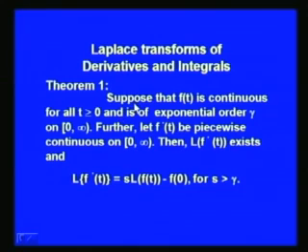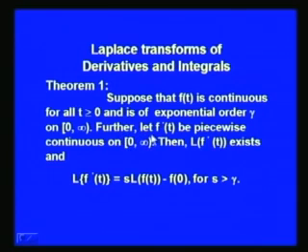So, theorem 1 tells us that suppose f t is a continuous function for all t greater than or equal to 0 and is of exponential order gamma on the interval 0 infinity. Let us recall the definition of exponential order gamma. We say that the function f t is of exponential order gamma, provided we can find a constant m greater than 0 such that mod of f t is less than or equal to m times e to the power gamma t for all t greater than or equal to some t naught.